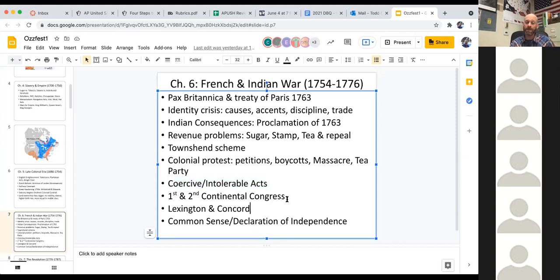So colonists formed the First Continental Congress. 12 of the 13 colonies are represented. They try to fight against this, but they're not arguing revolution or even war yet at this point, yet the war eventually will come.